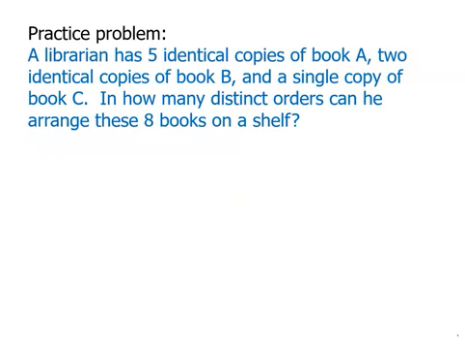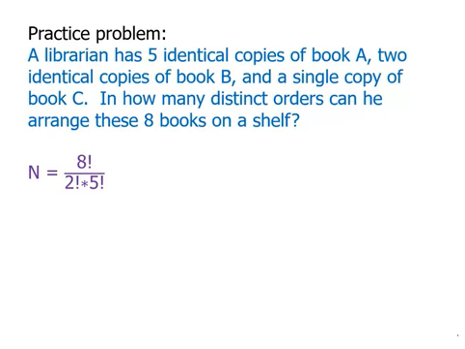So here's a practice problem of this sort. Pause the video and see if you can do this on your own. Okay, a librarian has 5 identical copies of Book A, 2 identical copies of Book B, and a single copy of Book C. In how many distinct orders can he arrange these 8 books on a shelf? Well, we know that we're going to take 8 factorial, which is the total number of orders, divide it by 5 factorial for the 5 identical copies of A, and divide it by 2 factorial for the 2 identical copies of Book B.